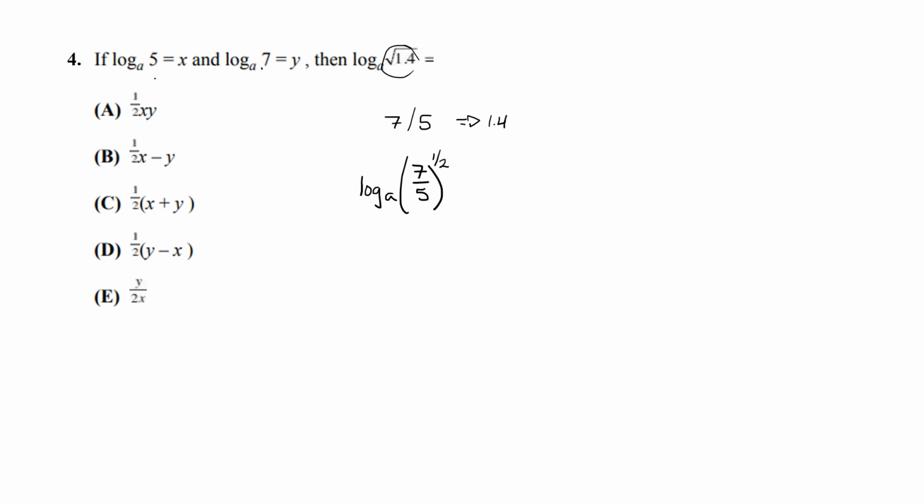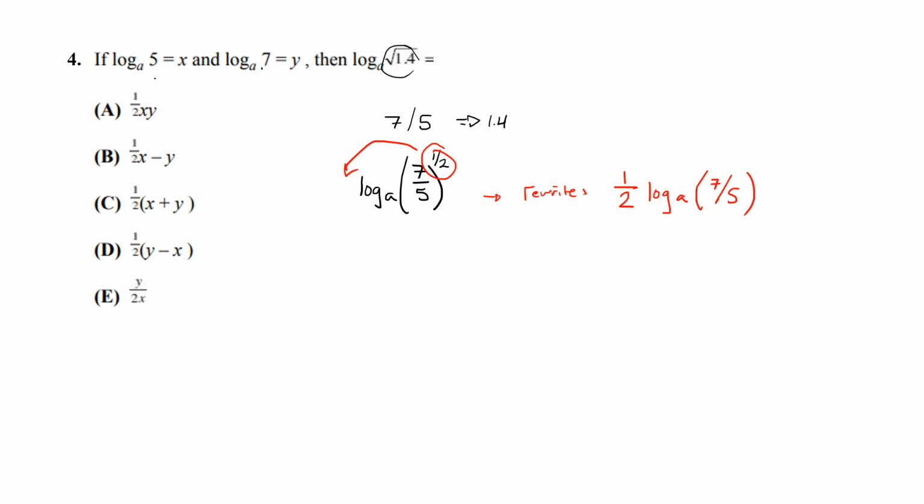One of our log rules says that if we have an exponent, which I'll highlight in red right now, this 1/2, we can rewrite this as this. You bring that exponent down: 1/2 log base a of 7 over 5, okay? Now that's really nice.